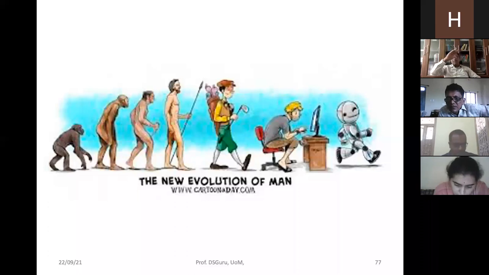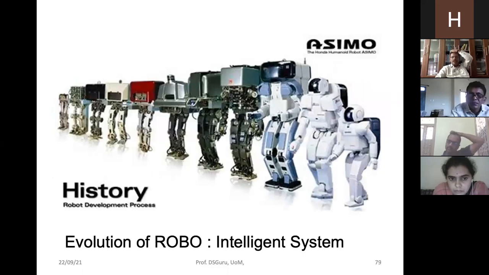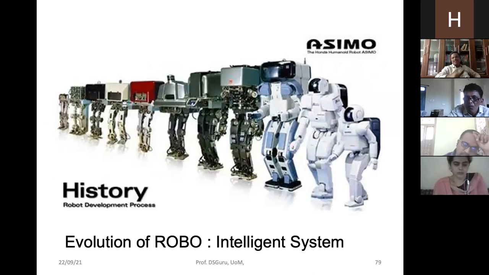So evolution comes up and then goes down, it seems. The new evolution of man should not end with the evolution of man. I should continue towards the evolution of robo. In future, we should not speak on the evolution of man, but we should speak on the evolution of robo, intelligent systems. Even in robo, there is first level, second level, third level, and intelligent. Every robo is becoming smarter and smarter. That's the history. The evolution of robo should be the content of school textbooks rather than the evolution of man, Darwin's theory today. That's how we are going to educate our next generation, right? So that they become more contributors, more efficient, and more productive.